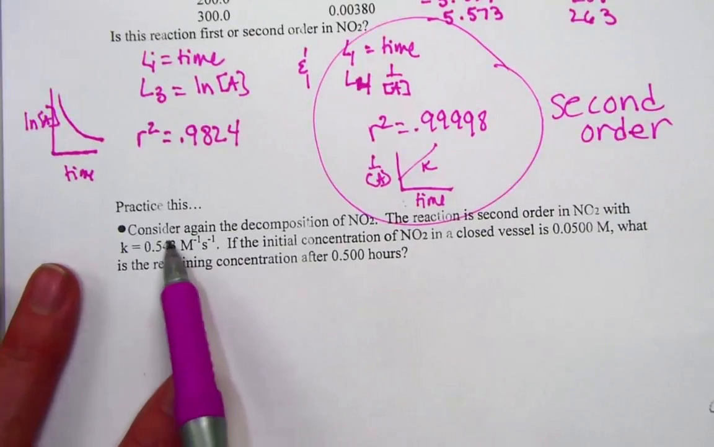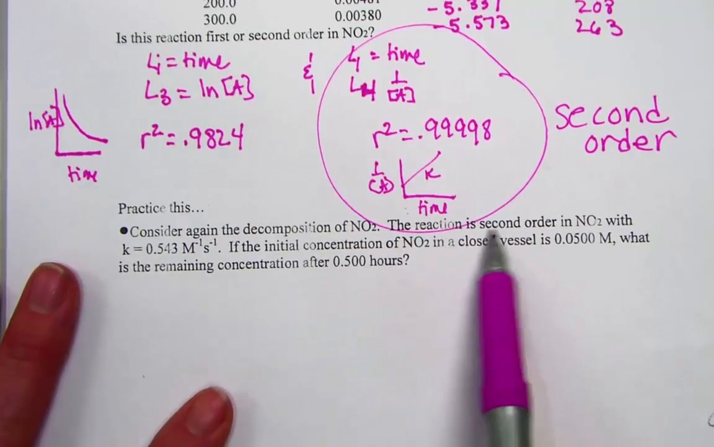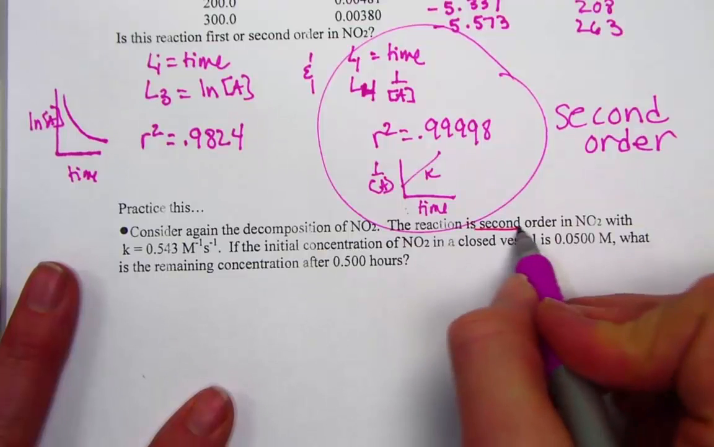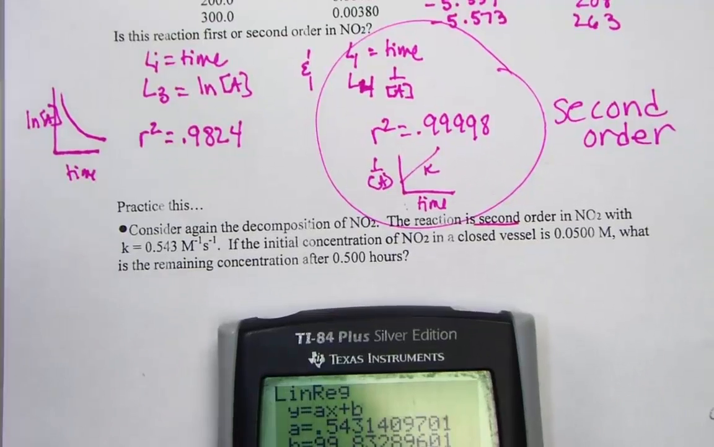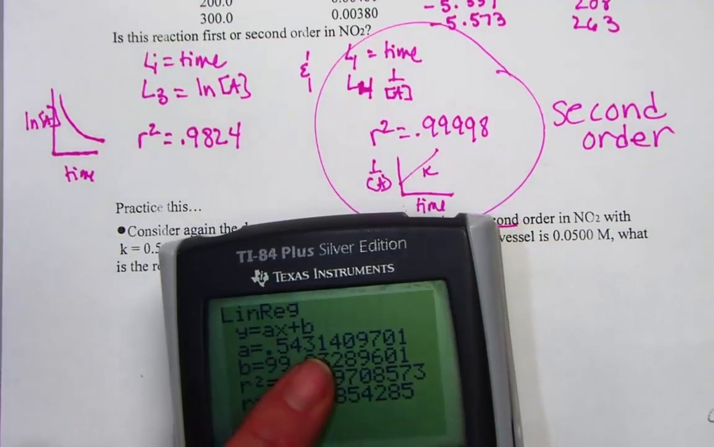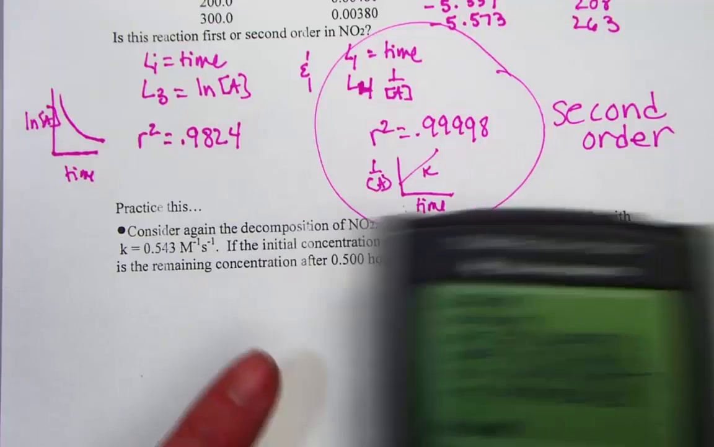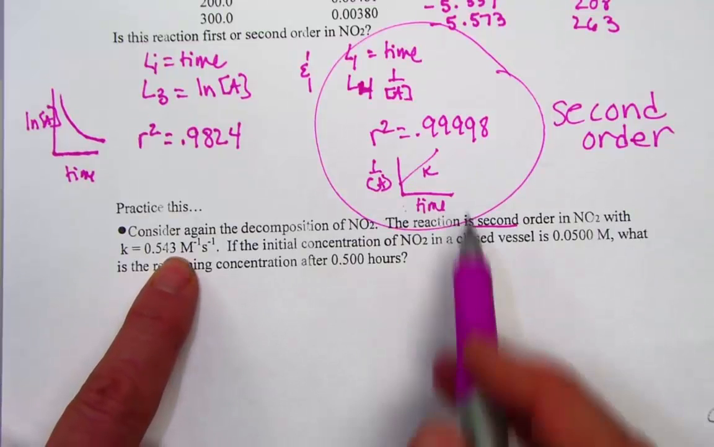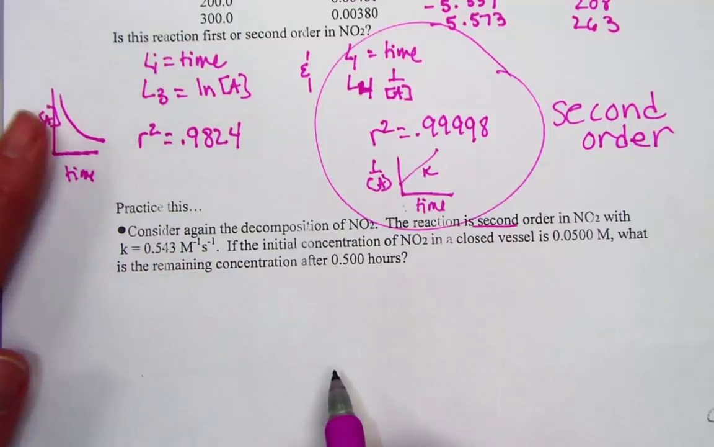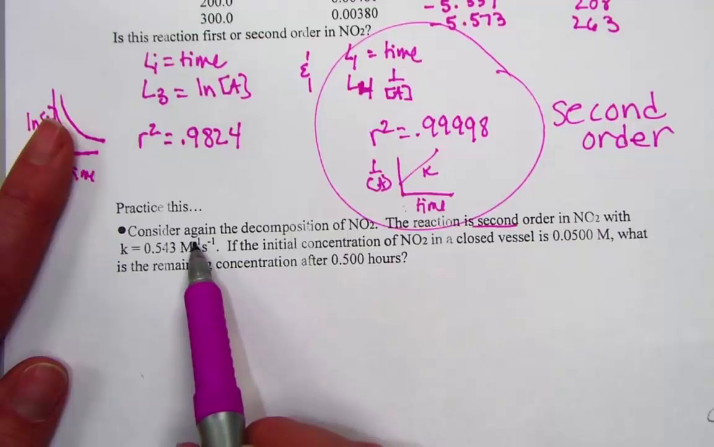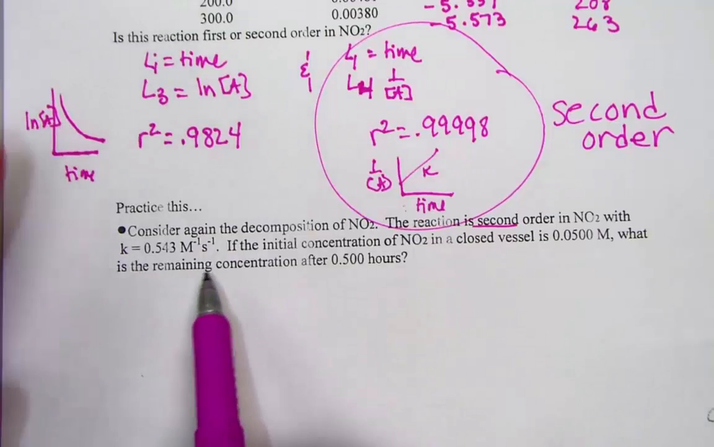Practice this. Consider again the decomposition of NO2. The reaction is second order with respect to NO2. The K constant is 0.543. Notice that's exactly what was on our calculator screen a moment ago for the slope of the line, the K constant, 0.543. So again, that's verified in the next part of our problem to match the second order choice. If it's second order, the molarity to the -1, seconds to the -1 makes sense for that rate constant, doesn't it? 1 minus the overall.